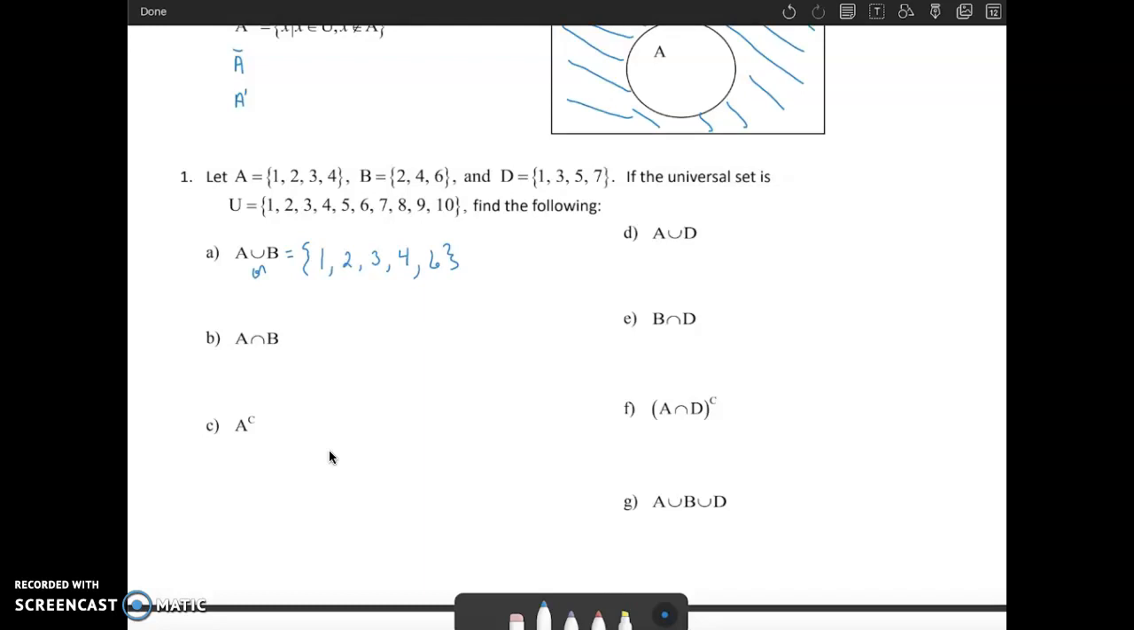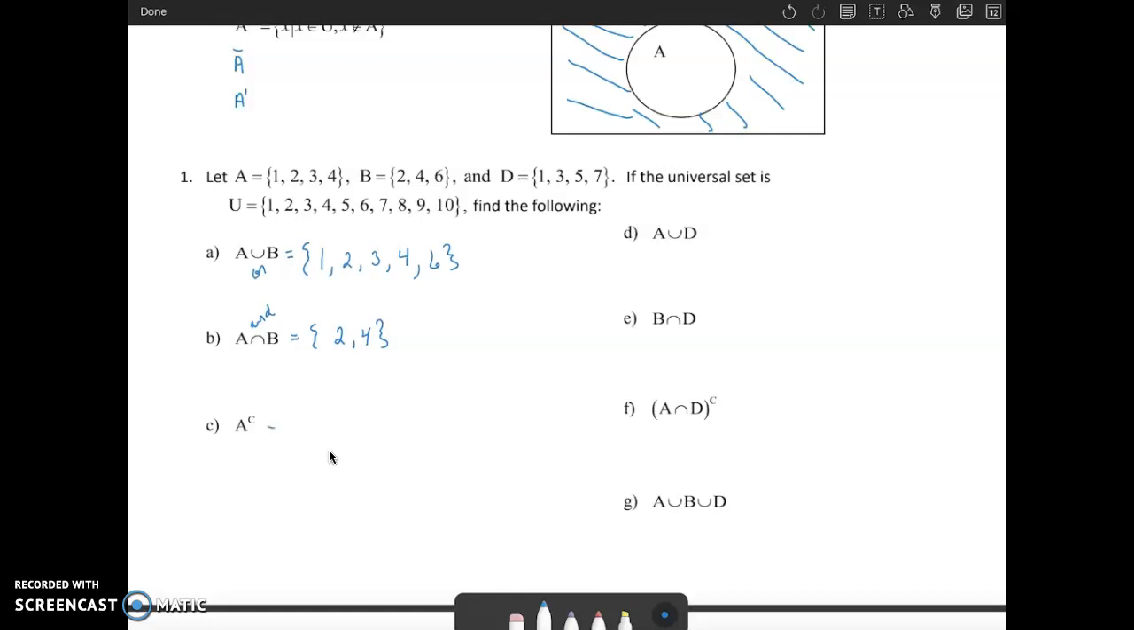Okay, the next part says to find A intersect B, and I always write the word "and" with that one to remind myself. So that's going to equal the set of what do A and B have in common? What's in A and in B? We kind of noticed from doing the union above that 2 and 4 were repeated. They were in both. So those two elements make up our intersection.